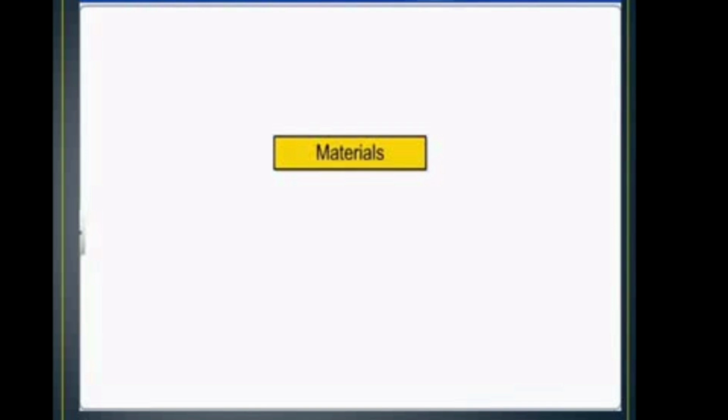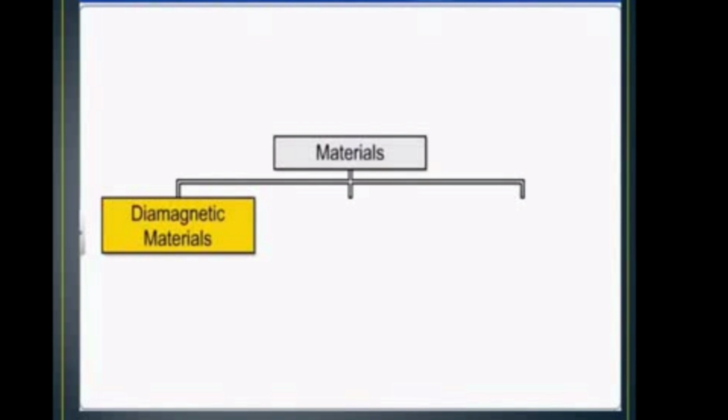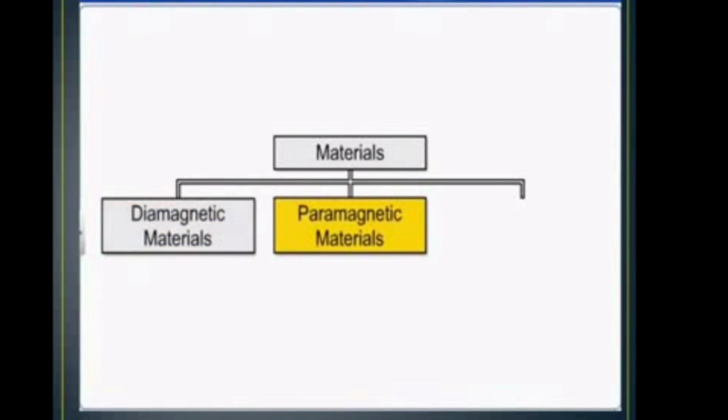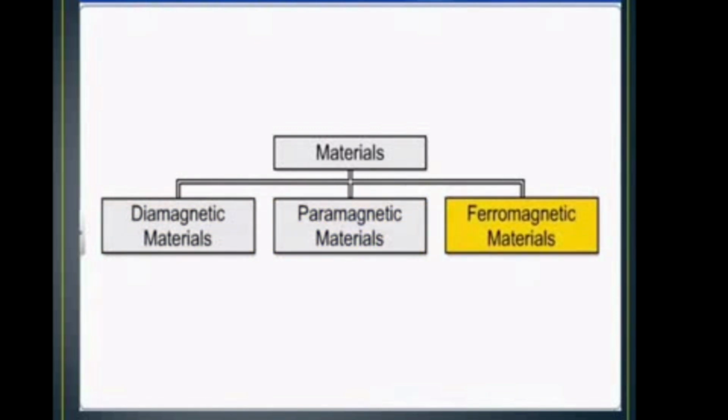Now we are going to see how we can classify these materials and what the properties of the materials are. Materials are classified into three types: one is the diamagnetic material, next is the paramagnetic material, and then the ferromagnetic material. First we are going to see the diamagnetic material.